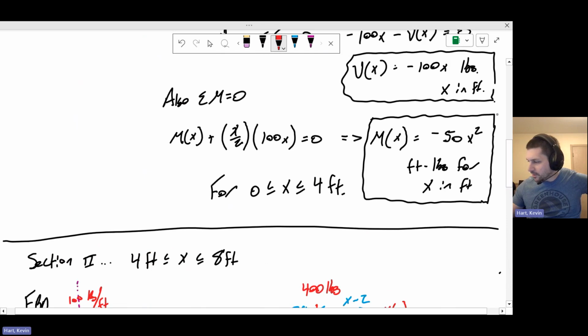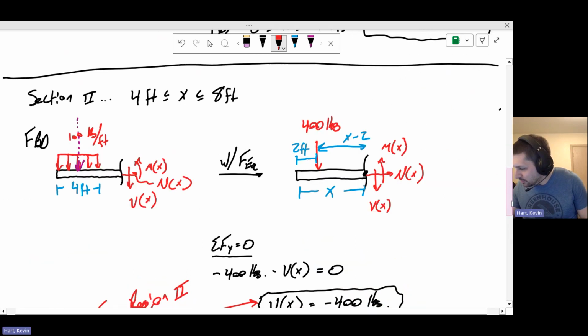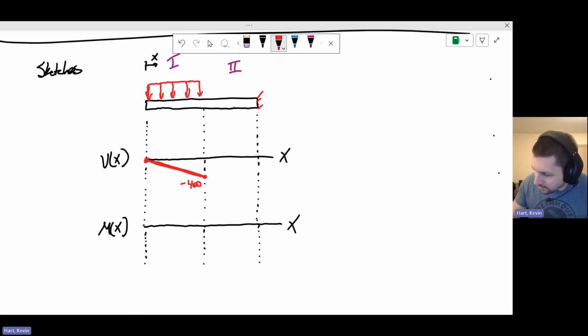The moment equation in region number 1 is negative 50x squared. That means at x equals 0, our moment is going to be 0. At x equals 4, we have negative 50 times 16, which is 4 squared. Negative 50 times 16 is negative 800. So we can use those as our two boundaries. Here we have 0 at x equals 0, and we have a value of negative 800 where x equals 4.